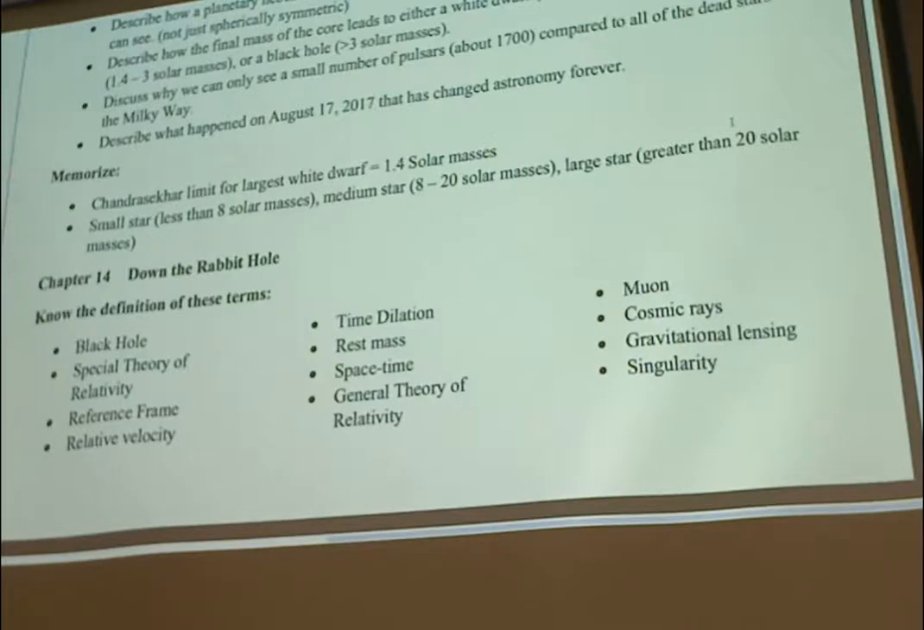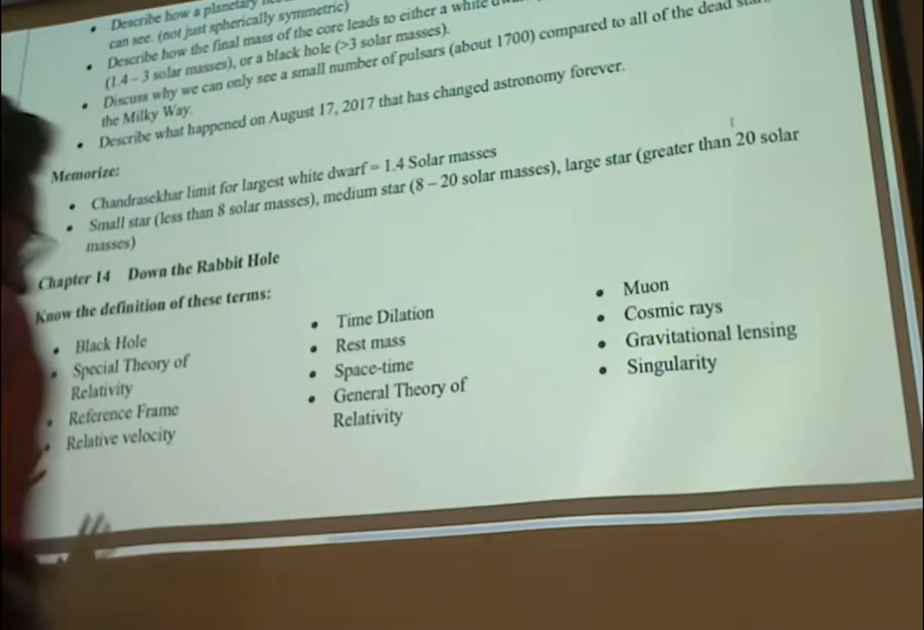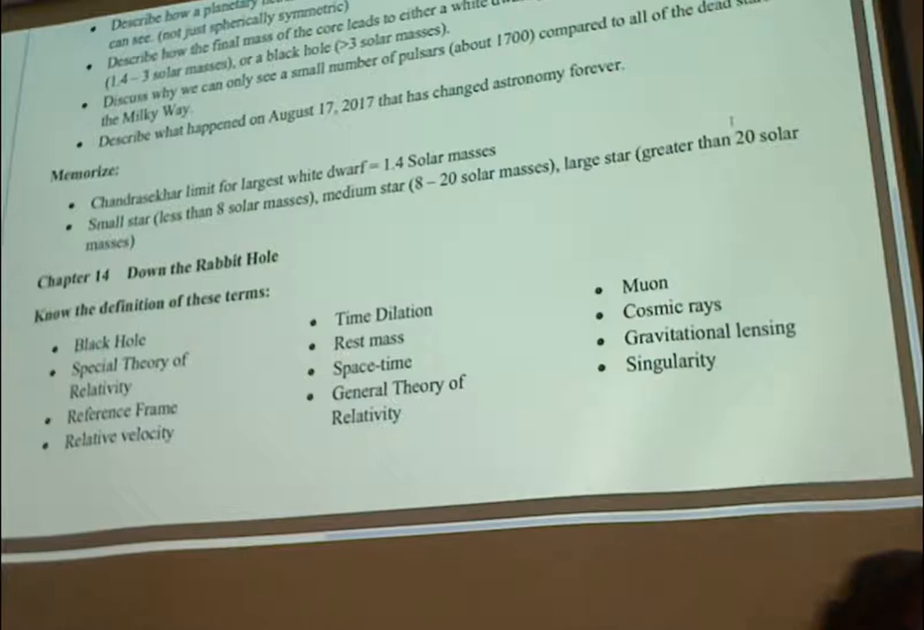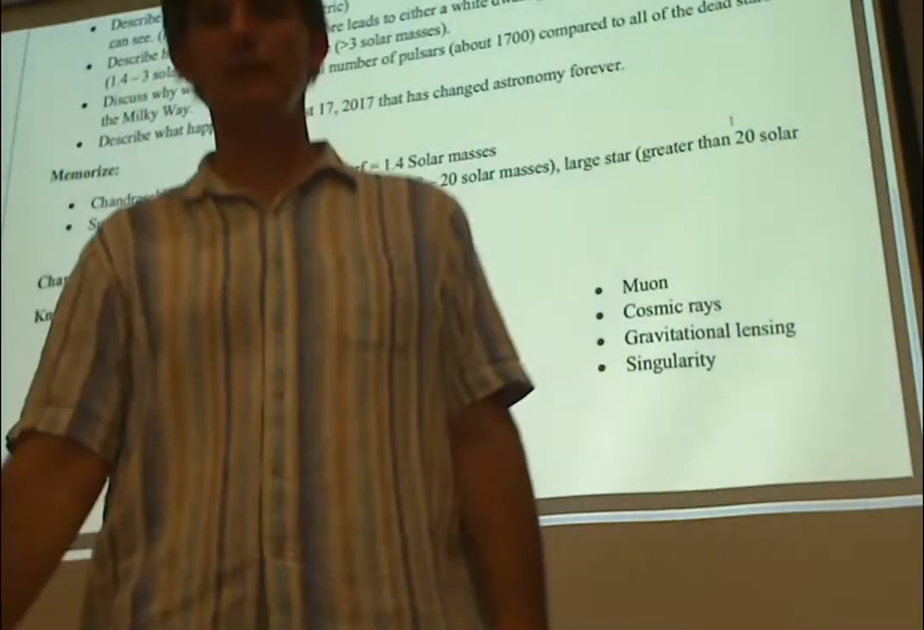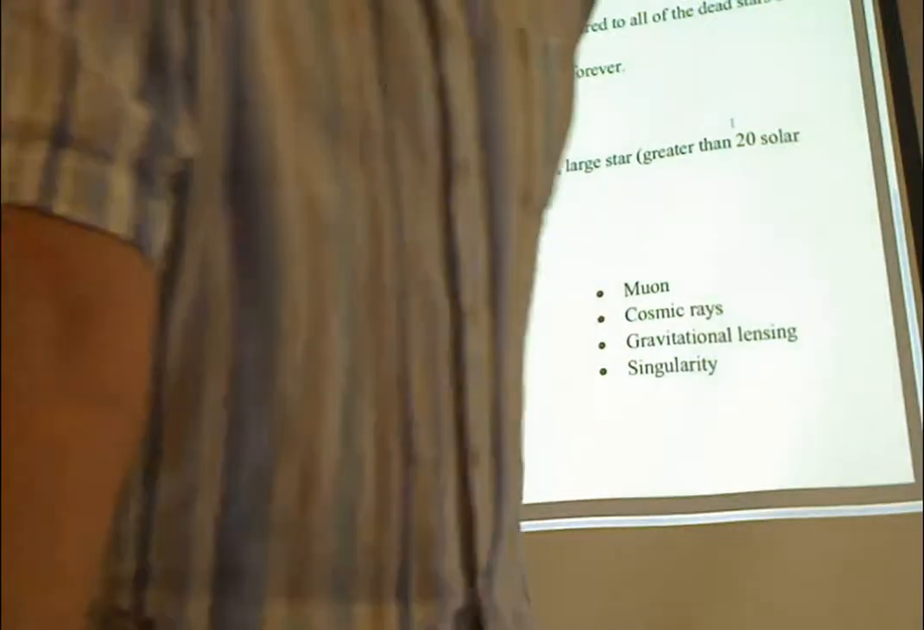A black hole is this thing that has so much mass left over, more than three solar masses, that nothing can stop gravity. It just keeps going and collapses. So the most important idea is that the force of gravity is extremely powerful near these things. And we have an idea of a black hole.